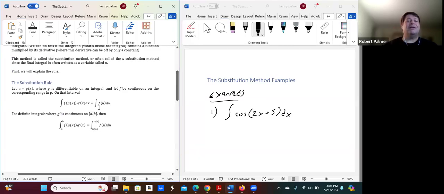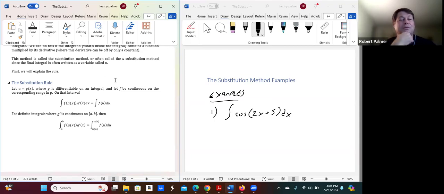So first, let's talk about an indefinite integral. This is called the u substitution method because someone a long time ago picked the variable u to use instead of x for the substitution. But you can use any variable you want. So let's say we're integrating a function like this, where it's basically a product of two functions.